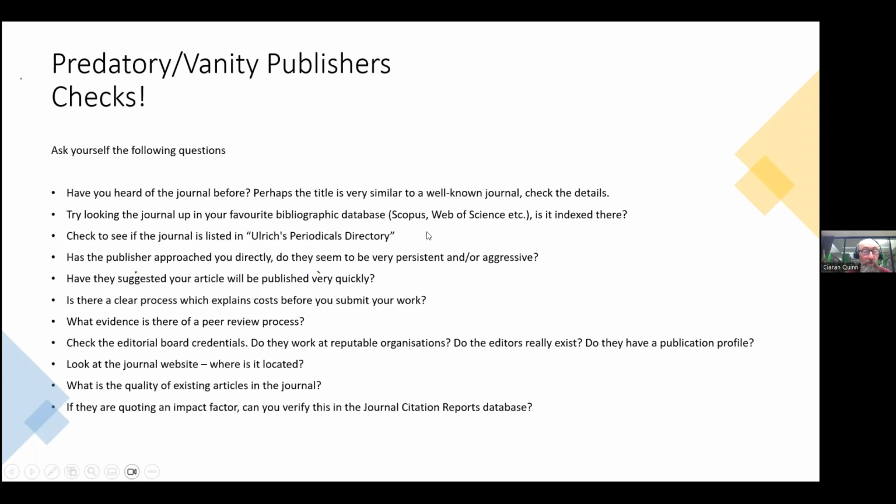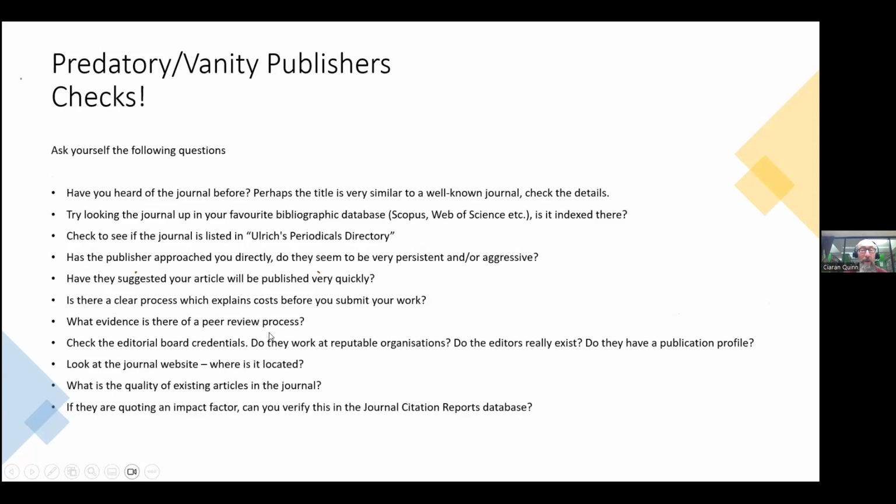And these are just some of the checks you might want to think about. Do you know the journal? Is it included on the well-known databases? Is it in Ulrich's Periodicals Directory? Have you been approached directly? Do they seem persistent, aggressive? Have they suggested it'll be published quickly? Have they clearly explained the costs involved in it? They typically won't until the thing's well advanced. Is there evidence of a peer review process? If there is an editorial board, do they check out?